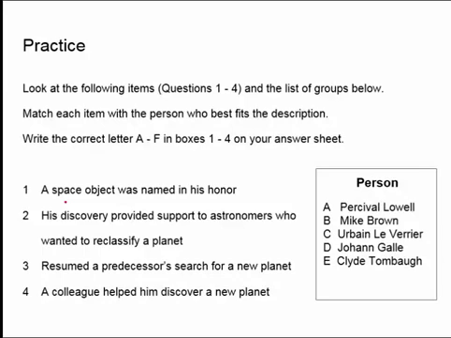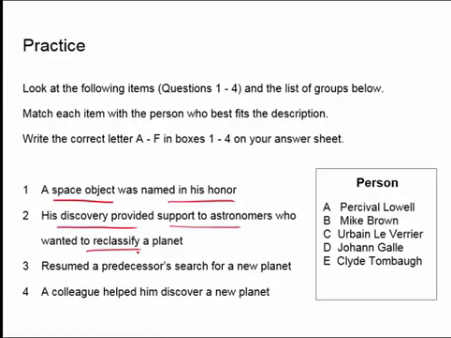You can do this on your own if you want to. You could pause the video and look at what you think would be the key words in each question. I will just go through and do it myself here. So I think in question number 1, we're looking for a space object that was named in honor of somebody. In question 2, we look for a discovery that supported some astronomers who were reclassifying a planet.